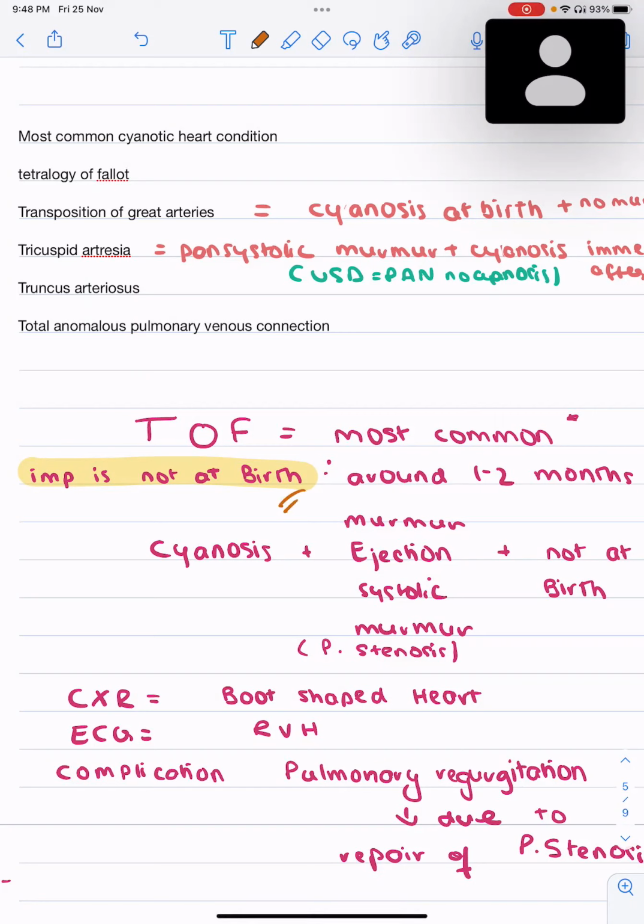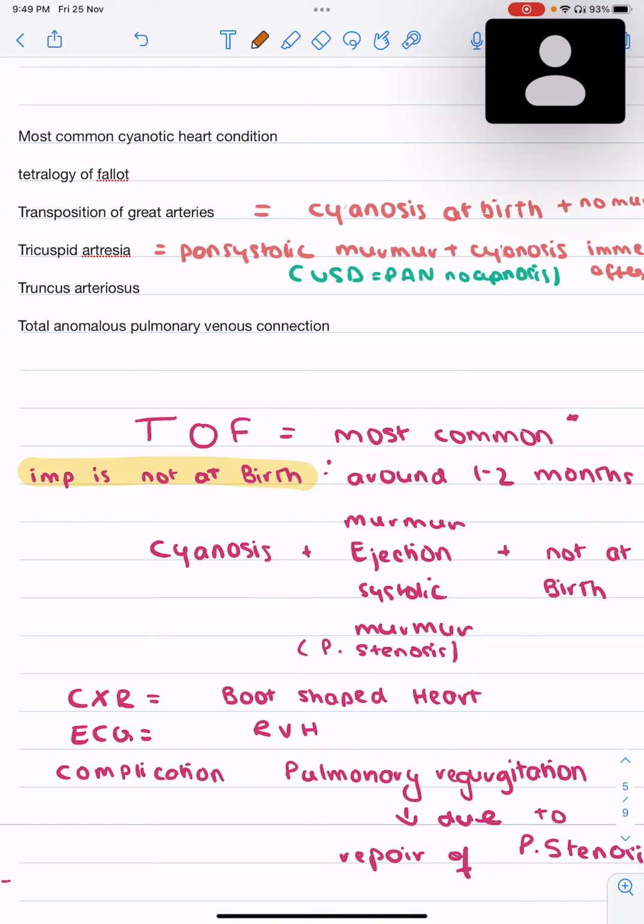So if they tell you there is some kind of cyanosis with a murmur and it is present at birth, you can strike off TOF straight away, because it's going to be best heard around 1 to 2 months after birth. The important clincher is this: it will be happening with cyanosis, with an ejection systolic murmur, and not at birth. If you remember these 3 points, these are enough for TOF for the sake of the exam.